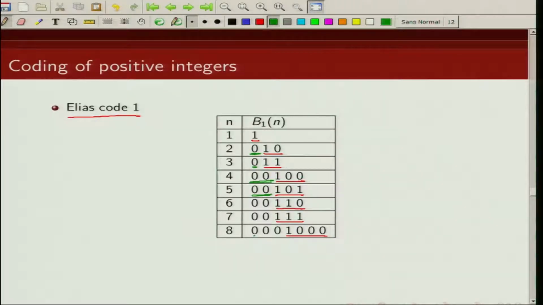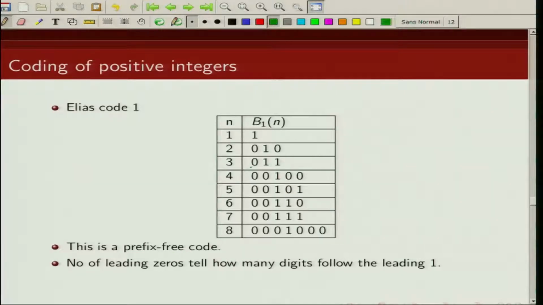You can take, for example, 8. The binary representation of 8 is 1, 0, 0, 0. So there are 4 bits. If you prefix it by 3 zeros, you get what is Elias code 1. The good thing about this code is that it is a prefix free code. And what's the bad thing about this code? That's the length. You are using almost the same number of bits, actually the same minus 1, to denote the run of zeros.